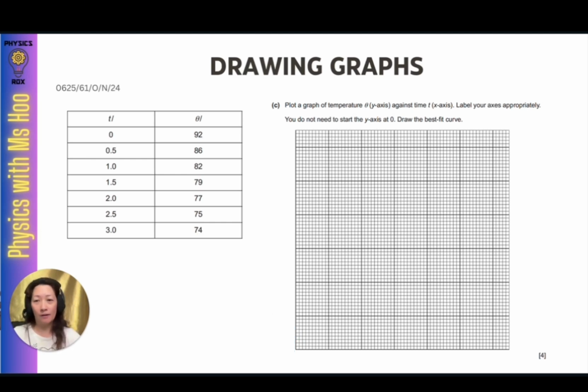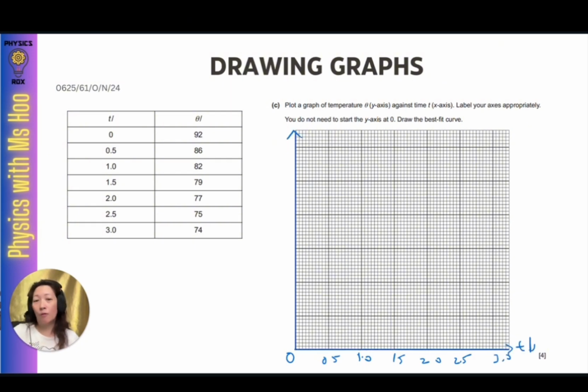So if you want to plot the graph, for example, we know that t for the x-axis can start from 0. You can start from 0 and move on here. For example, you could go 0, 0.5, 1.0, 1.5, 2.0, 2.5, and 3.0. This would be t in seconds.